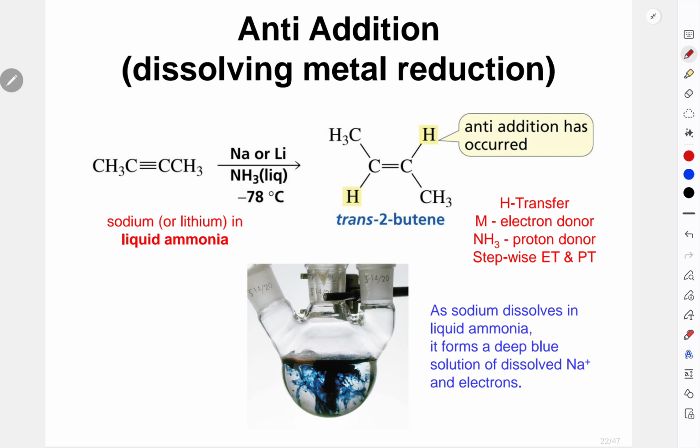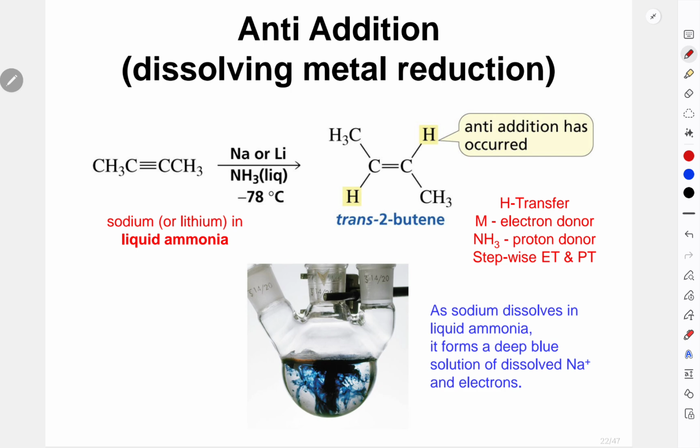So under this condition, if you dissolve sodium or lithium metal in ammonia, this is a good environment for the hydrogen transfer process. For hydrogen transfer, you may need an electron and also a proton. One equivalent of proton and an electron: if these transfer, then you can form one hydrogen. In this condition, the electron comes from the metal, sodium or lithium, and the proton comes from the ammonia. So the metal is serving as an electron donor, and ammonia is serving as a proton donor.